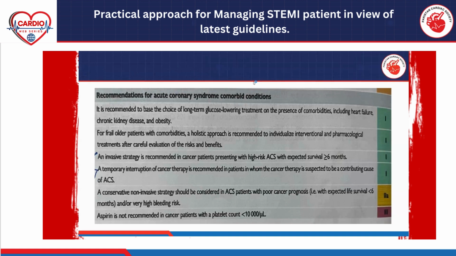And a temporary interruption of cancer therapy is recommended in patients in whom cancer therapy is suspected to be the contributing cause of ACS. So, in this case, as the patient's stomach mass is regressing, we can say that he is responding to the treatment and his expected survival can be more than 6 months. So, an invasive strategy is recommended, and temporary interruption is also recommended in this case.